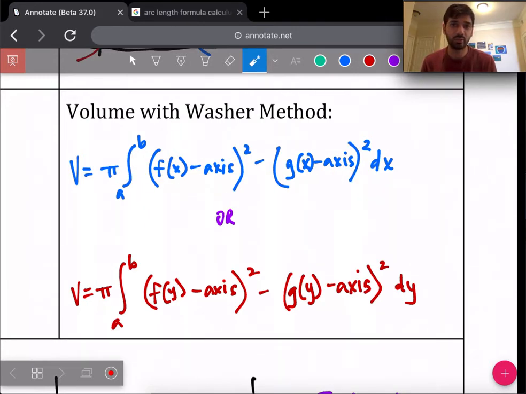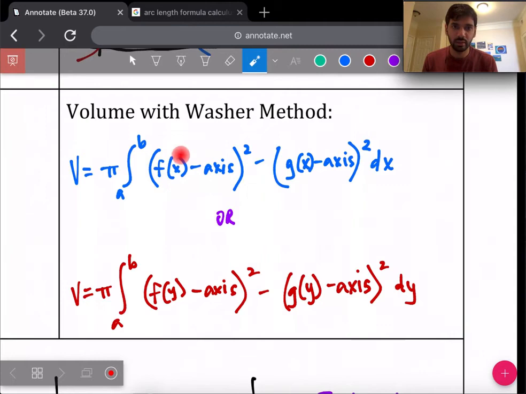Washer method is two disk methods. You're integrating a larger disk, a bigger radius, and then there's another small radius in there that you're subtracting out of that, and it creates airspace inside of it. And I'll work a couple of examples of both the disk method and the washer method so you can see the difference. But these are the two formulas.